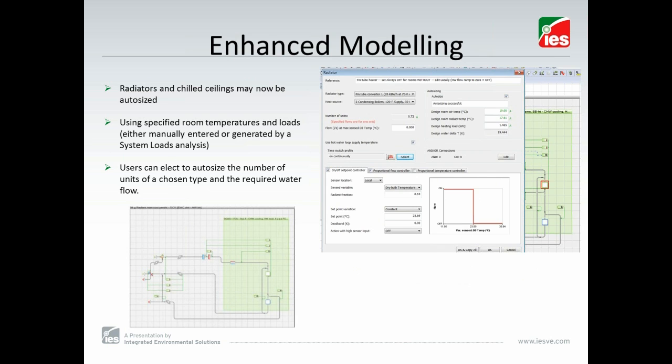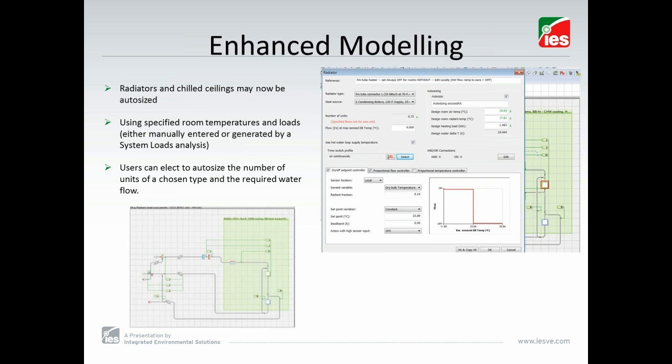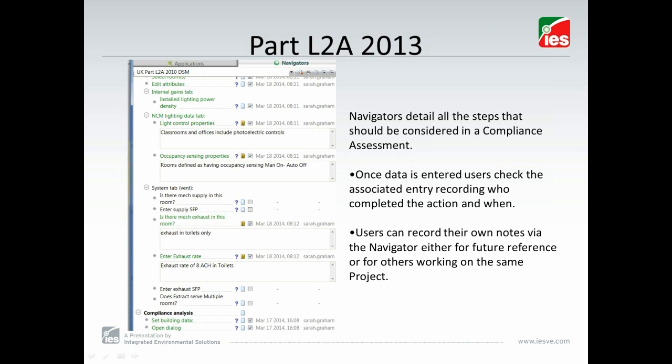Okay, so as I say, that's quite a big step to go from Apache Systems up to Apache HVAC. It's quite drastic, and we have been working in recent times to try and make that a much easier proposition. So we've got some auto-sizing tools, for example. We've got things like multiplexing, prototype systems. We've got enhanced chiller modelling.